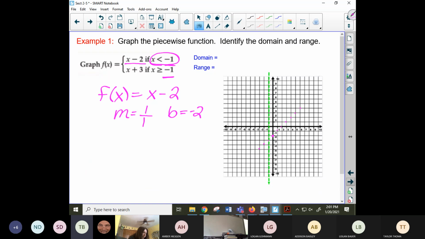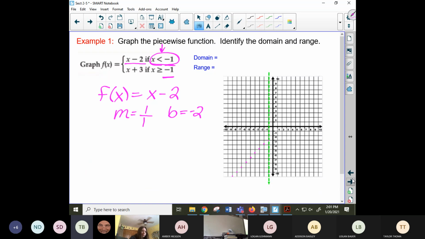And then I'm going to keep doing that. Down 1, left 1, down 1, left 1, down 1, left 1. And that's where I care about the line. I can go back now and erase these points because that's not in the area that I want it to be. And the point that starts on my green line, I have to look here and see, should I have an open circle or a closed circle?